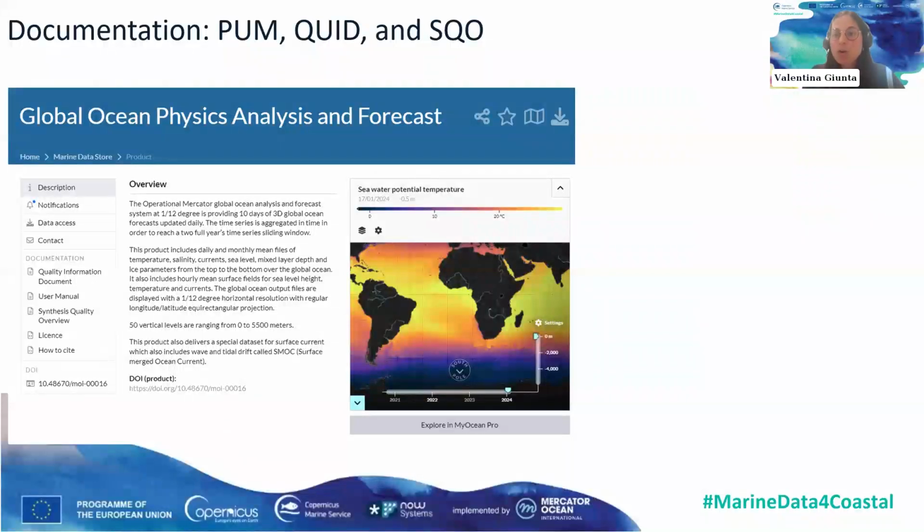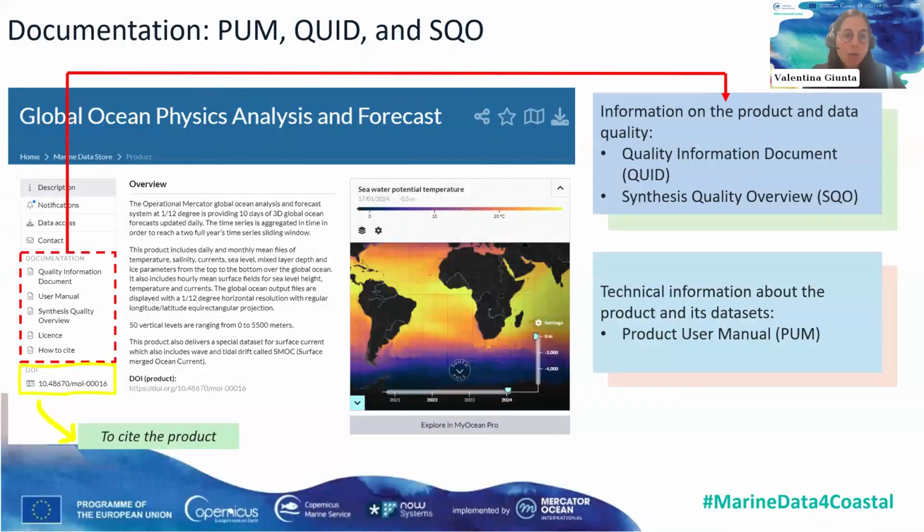So as I said before, all our data is scientifically validated. We do offer information regarding quality products. If you would like to know more about how the data is being processed and computed, you can go through our documentation. We have two specific documents for informing the product and data quality. One is called the quality information document, and then we have the synthesis quality overview, which is an overview of the quality per variable.